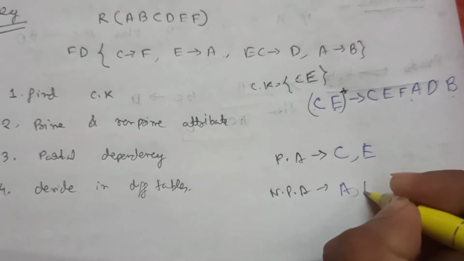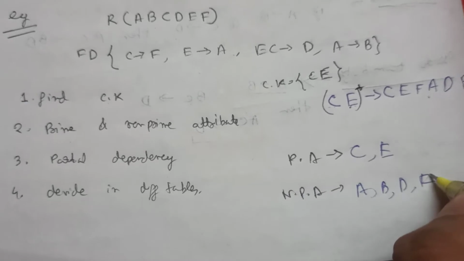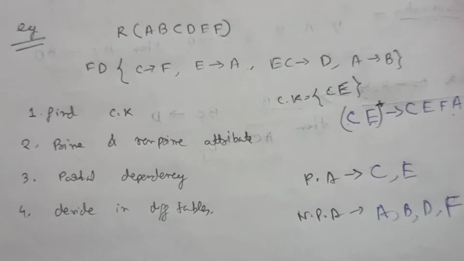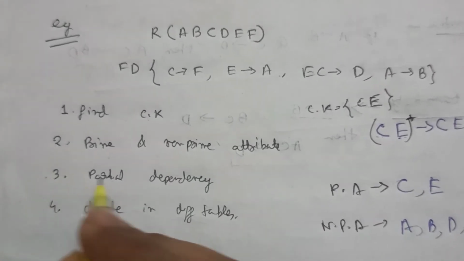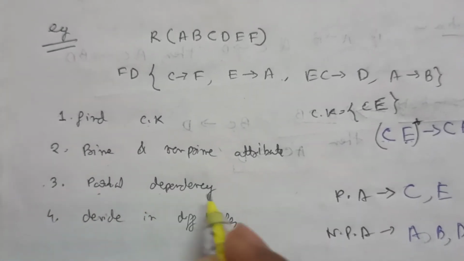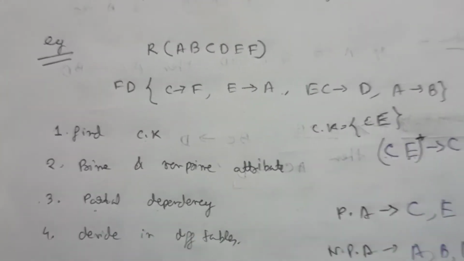These are A, B, D, F. These are our non-prime attributes. So now we will check again. The first two steps are done. So now let's go to our next step. We check if there is a partial dependency or not. Okay, so we need to check if there is a partial dependency or not.